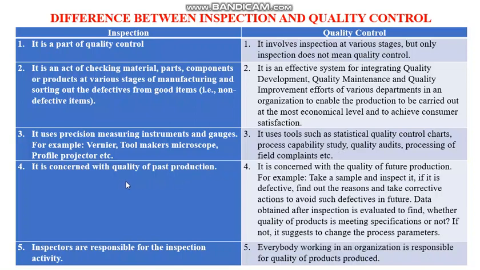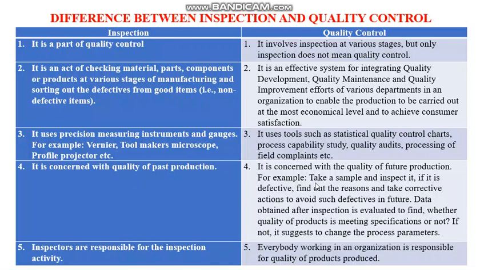The fourth difference is that inspection is concerned with the quality of past production. That means, what are we measuring? We are measuring a product that is already produced, that is already manufactured, that is already machined. Okay, whereas quality control is concerned with the quality of future production. Now you will say, what is future production?